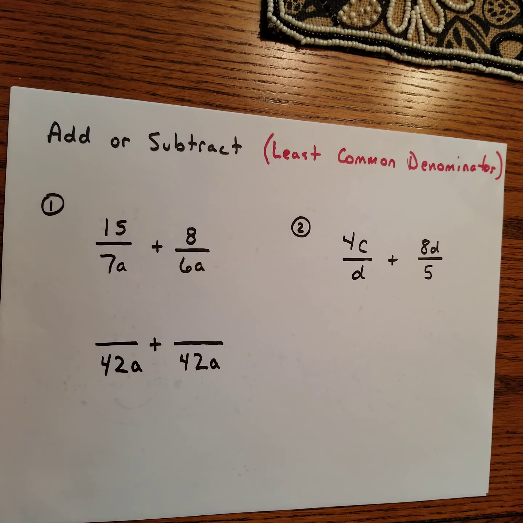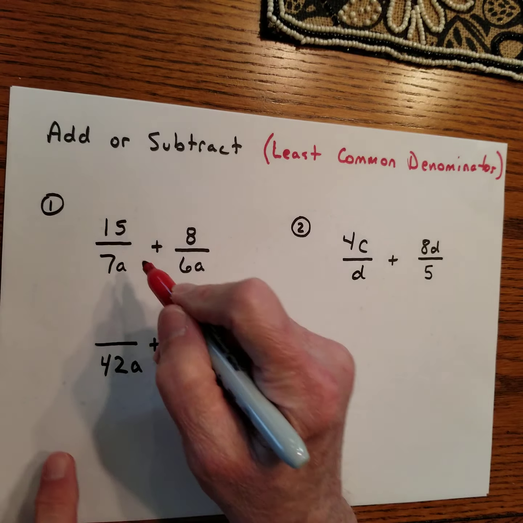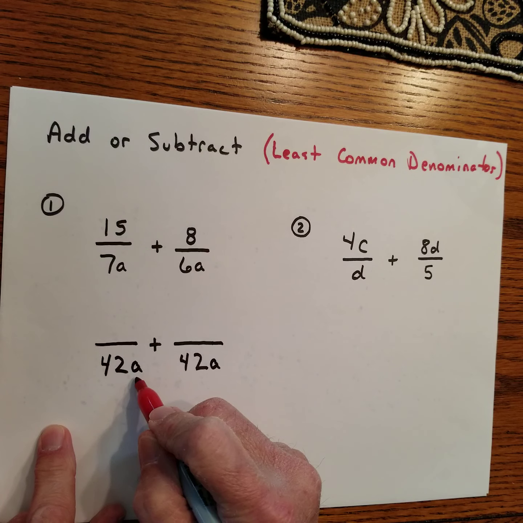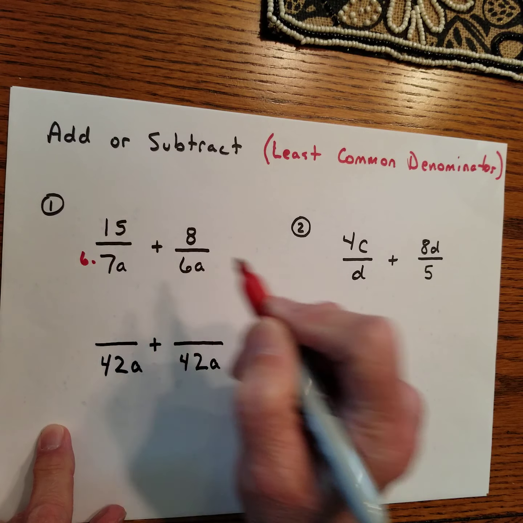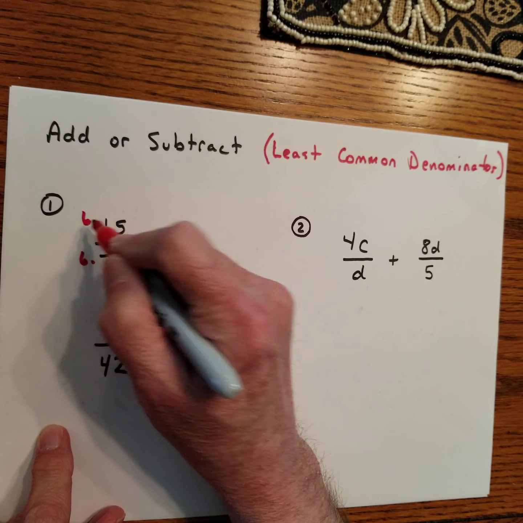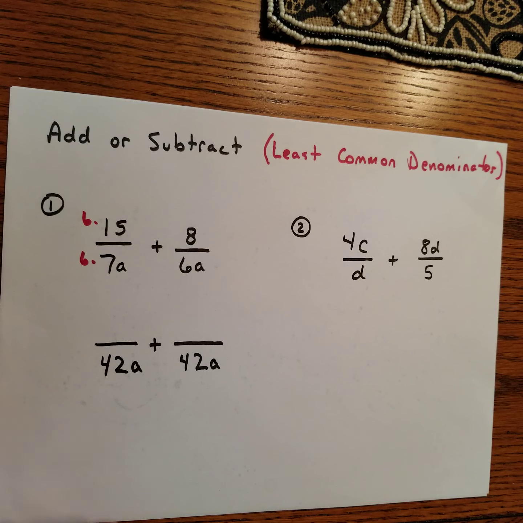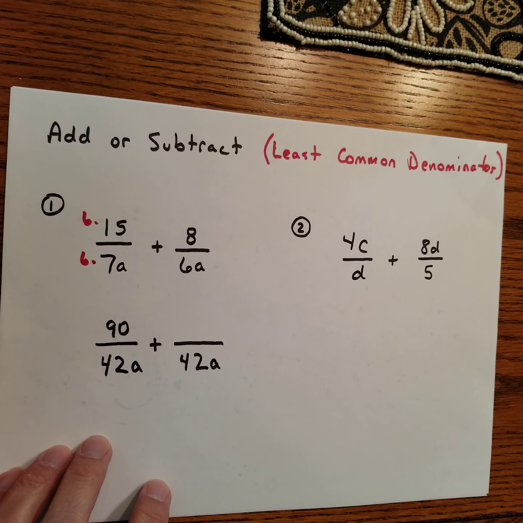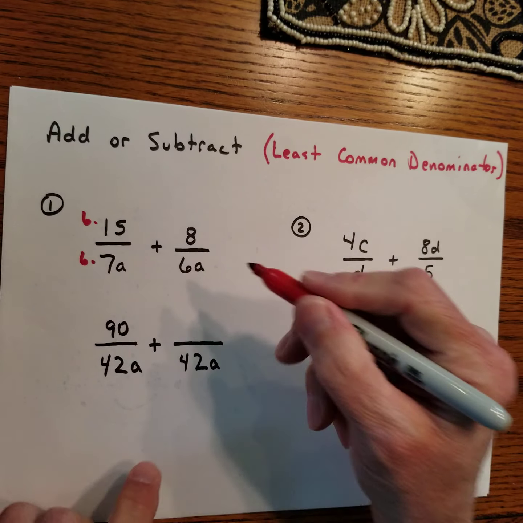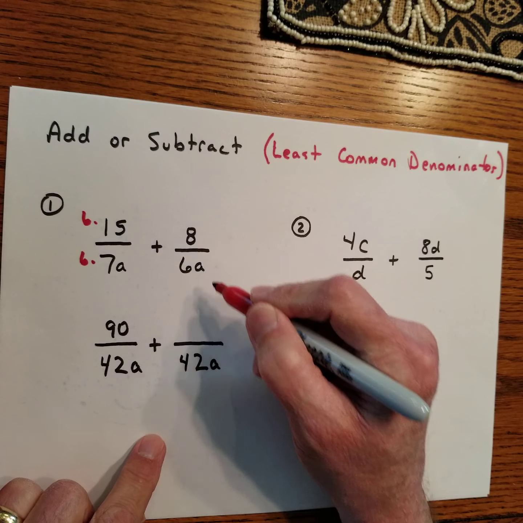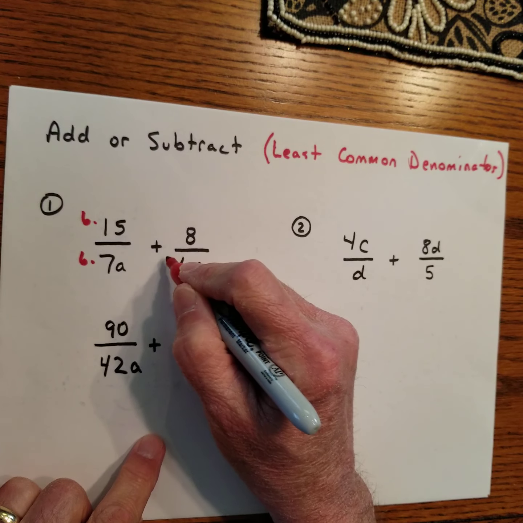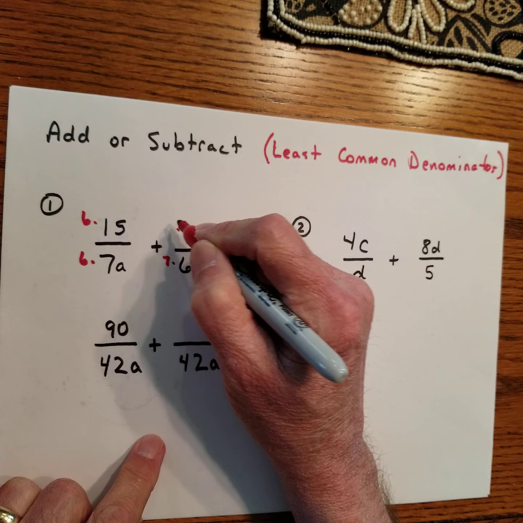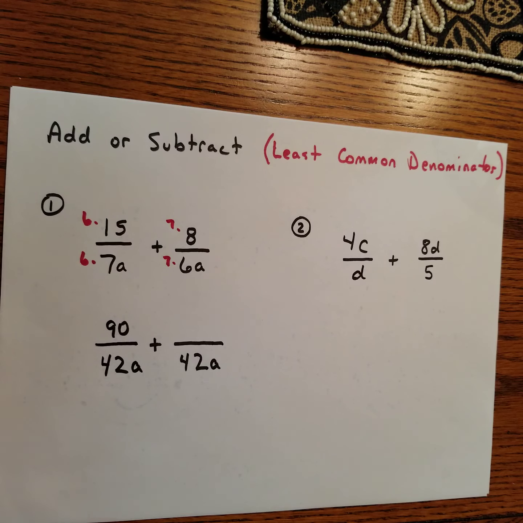Now let's get the numerator. What do you multiply times 7a to get 42a? 6. We'll multiply both the top and the bottom by 6. 6 times 15 is 90. For this one, what do you multiply times 6a to get 42a? 7. Then we'll multiply the top by 7. 7 times 8 is 56.